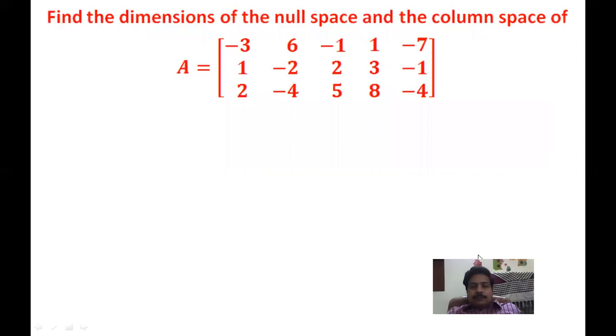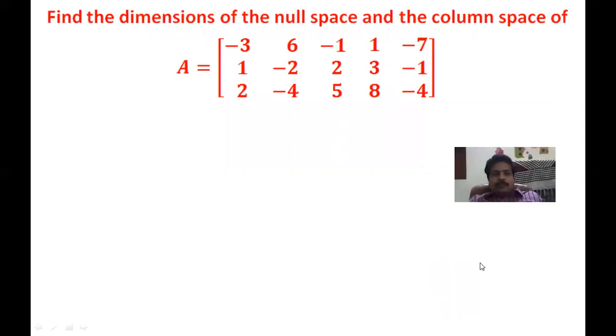So let us do this problem. Find the dimensions of the null space and column space of A, where A is equal to: in the first row, 1, -2, 2, 3, -1; in the second row, 2, -4, 5, 8, -4; in the third row, -3, 6, -1, 1, -7. So it is a 3 by 5 matrix, 3 rows and 5 columns.